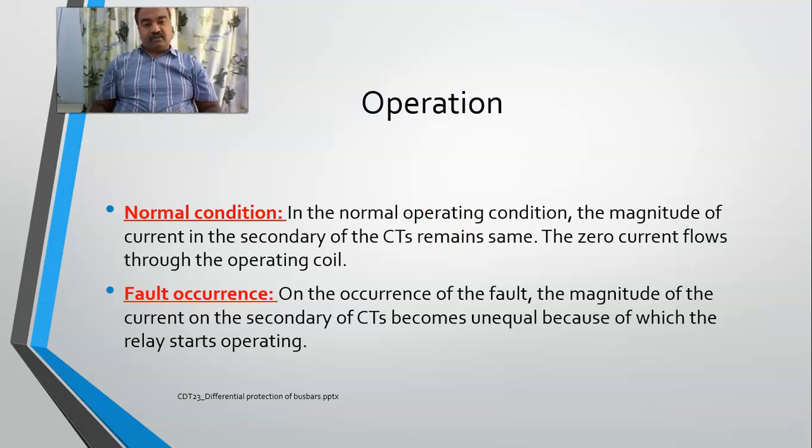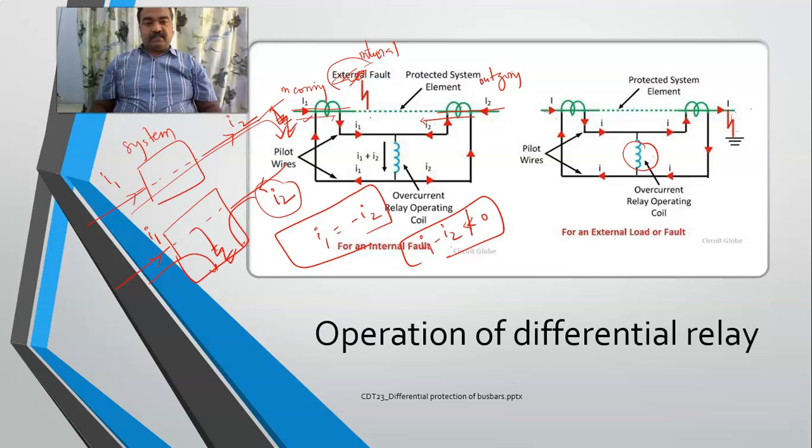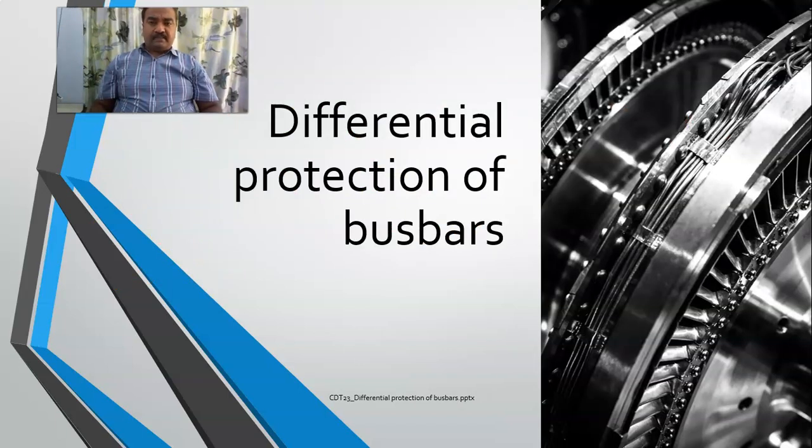Now if there is any fault, then automatically the magnitude of the current on the CTs may vary, because of which the current may not be less than or equal to some predetermined value. So that's why your relay starts operating. Now how to apply this scheme to the protection of bus bars?